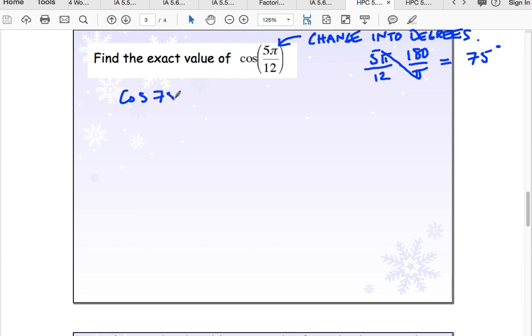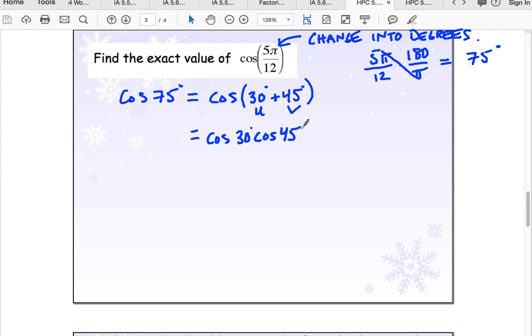So I would just treat this problem as cosine 75 degrees. Find two angles that add up to 75 or subtract to give you 75, because 75 is not on the unit circle. So I'm going to do 30 plus 45. So for me, 30 will be the u, 45 will be the v. We have to follow the formula for cosine u plus v, which says to do cosine u, cosine v, minus sine u, sine v.